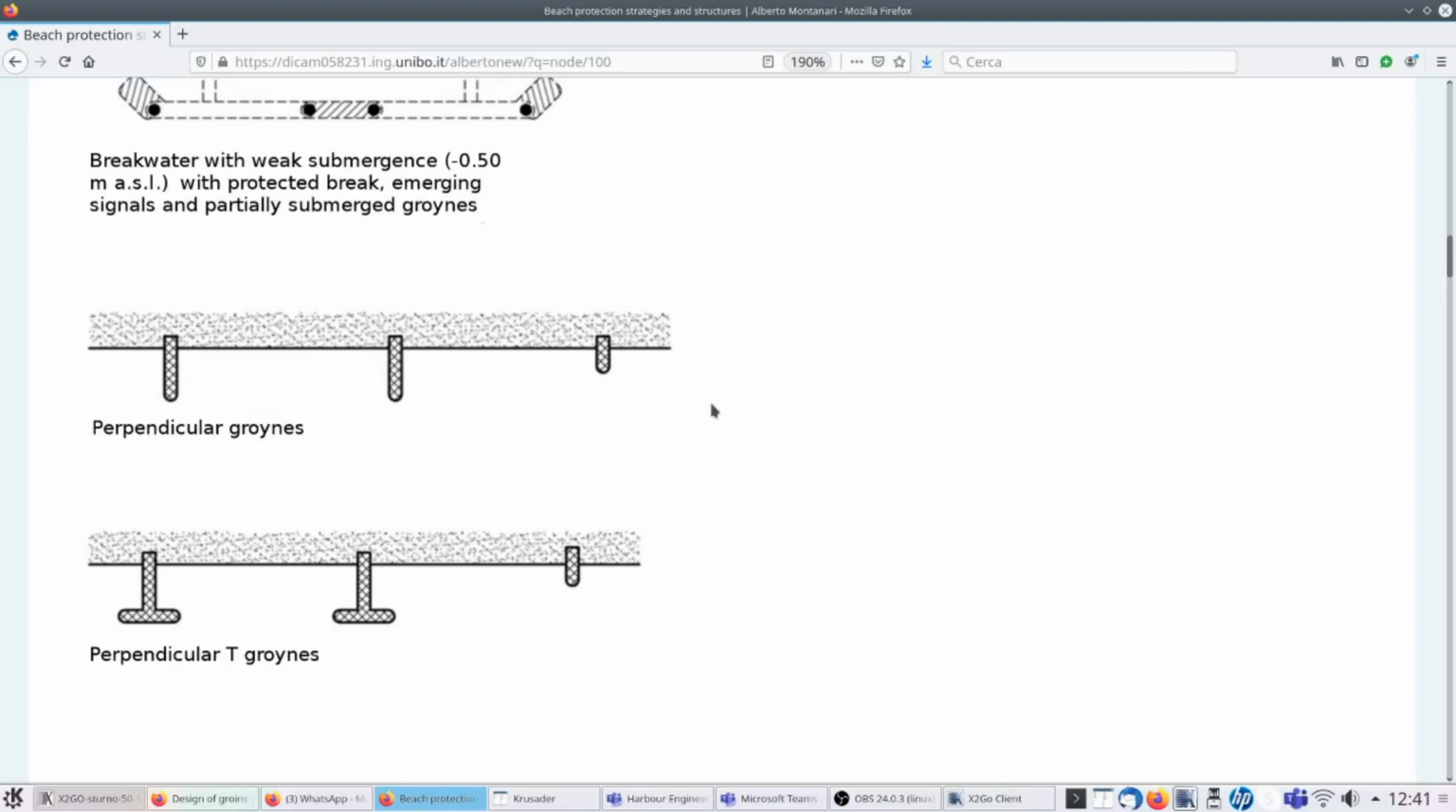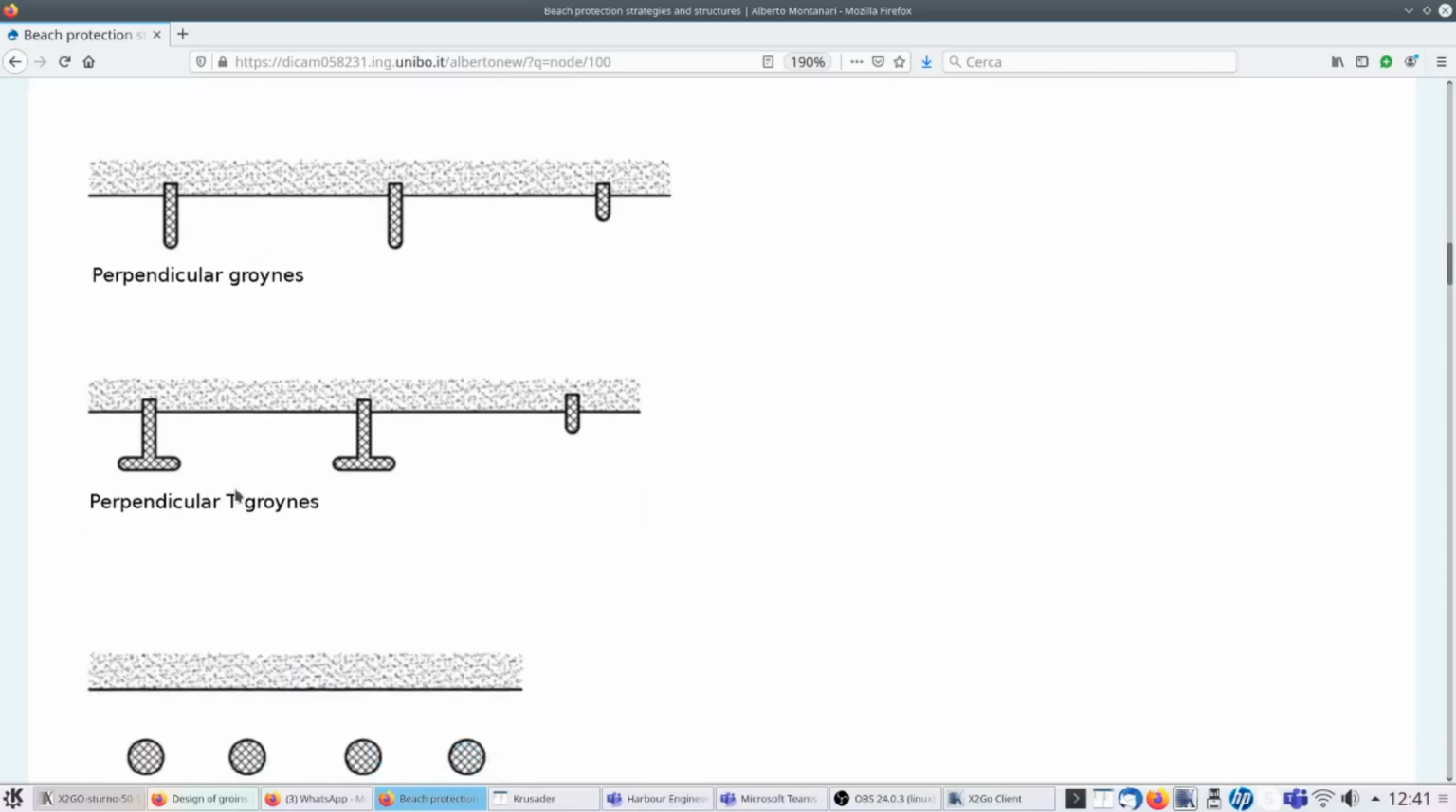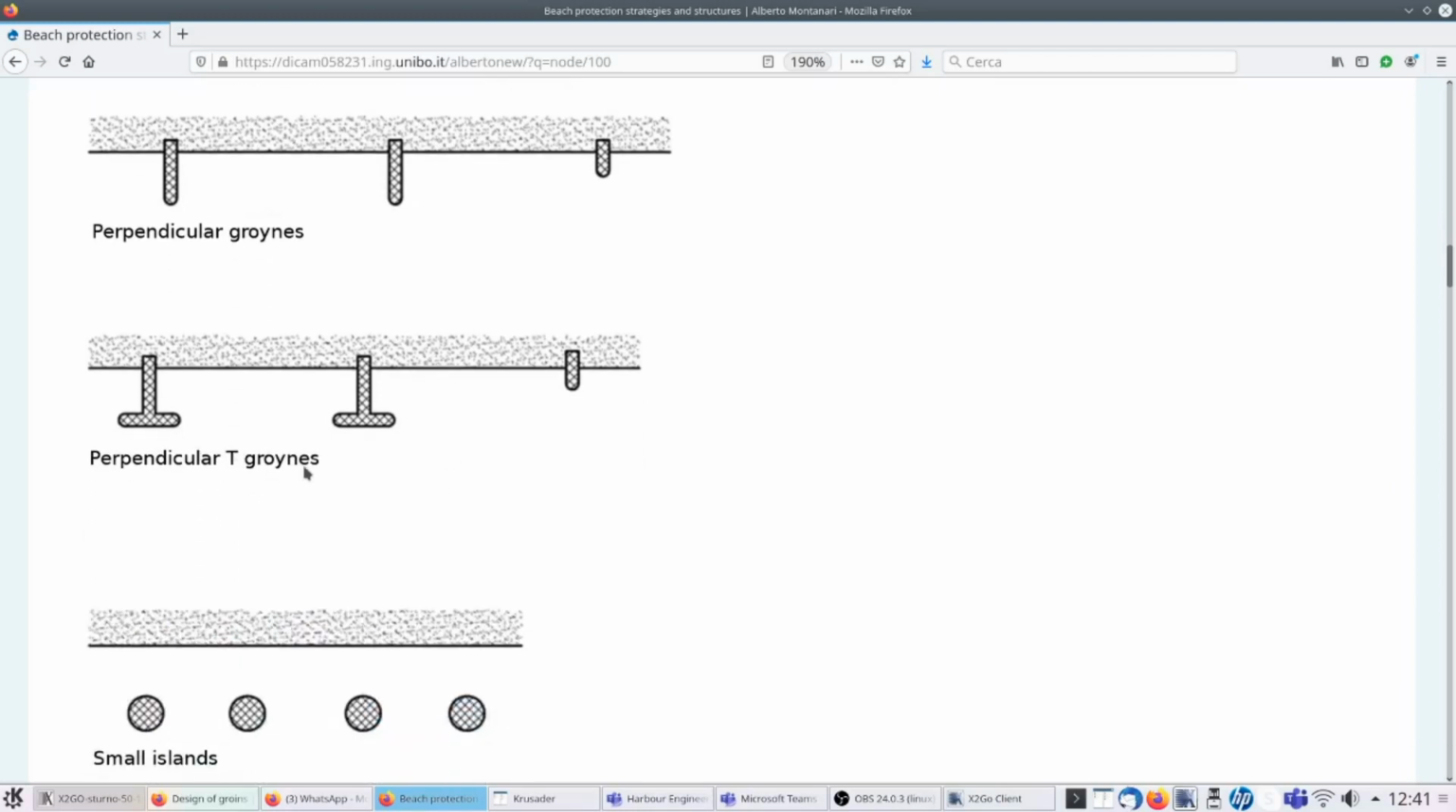And therefore, this is the reason why sometimes you need to put the groins in sequence, because otherwise you are simply moving the problem to the direction of the currents and waves. And so if you have a long extension that needs to be protected, you need a sequence of groins. The T-shaped groins are more effective, it's clear. On the other hand, their visual impact is increased.